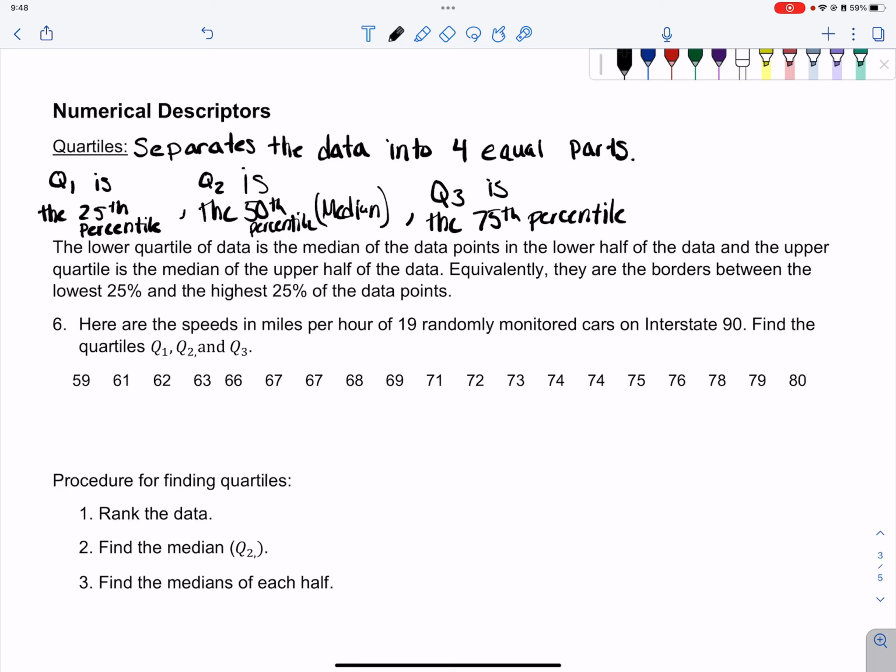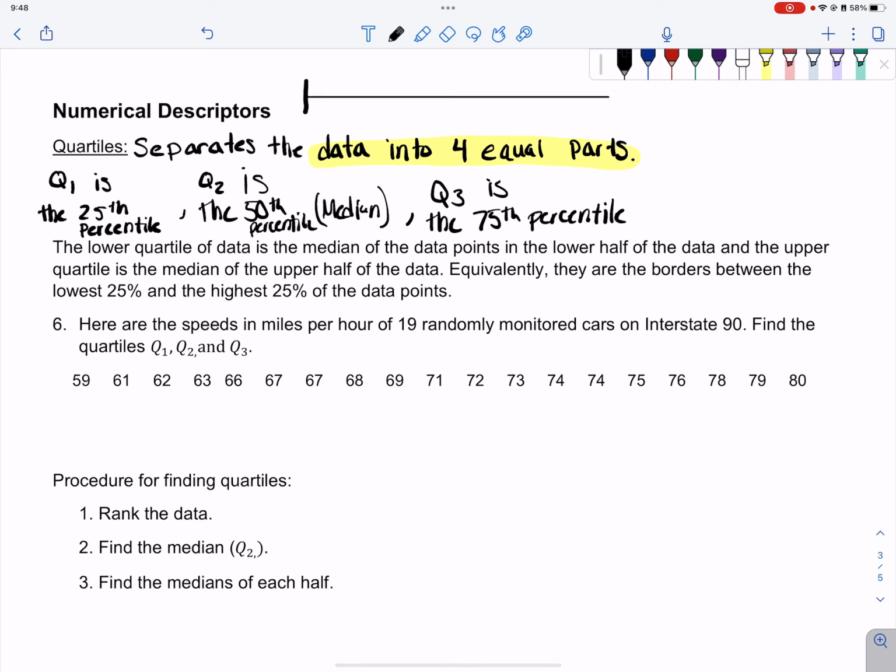Next, we are going to go over quartiles. Essentially, these are very specific percentiles that have been given names. What they do is separate the data into 4 equal parts, where Q1, our first quartile, is the 25th percentile, Q2 is the 50th percentile, which is also our median, and then Q3 is the 75th percentile.